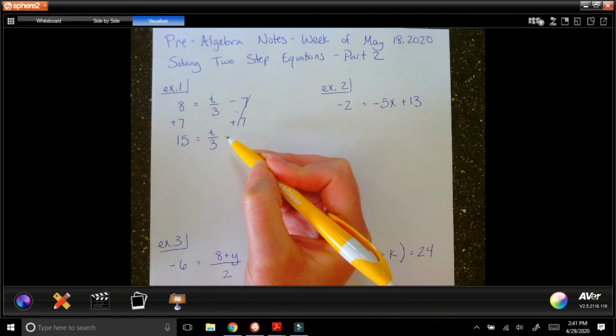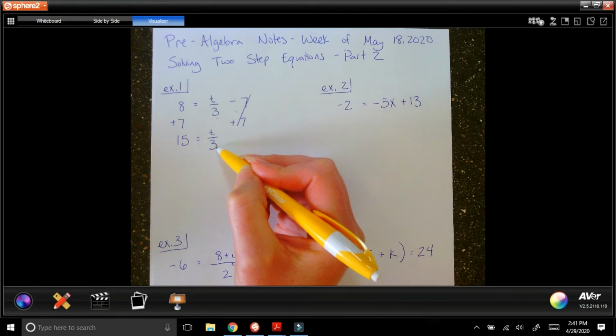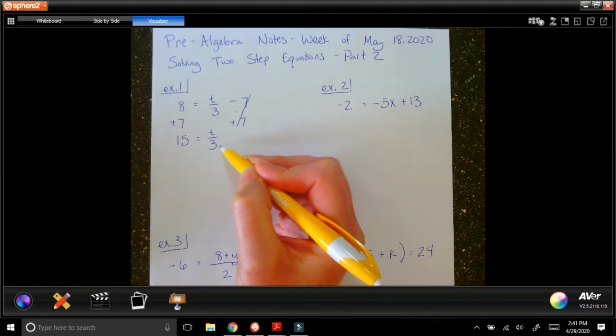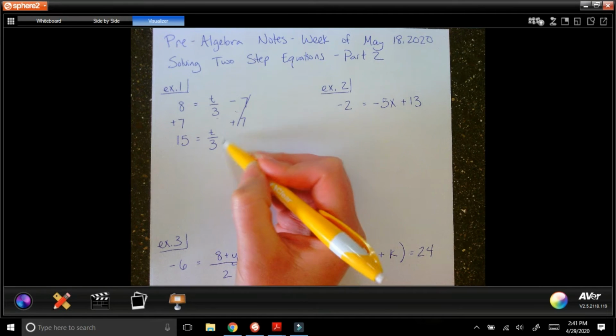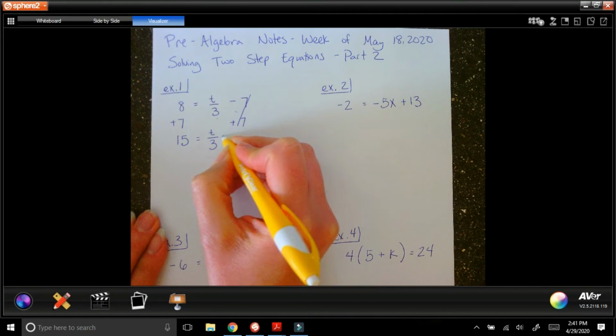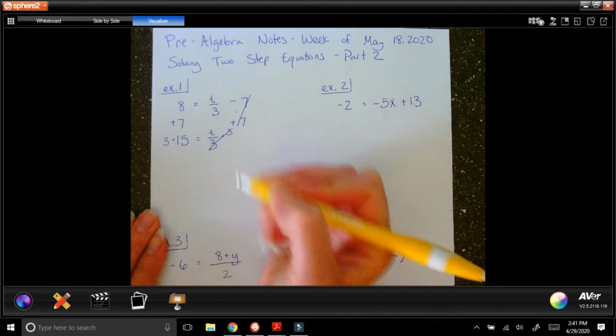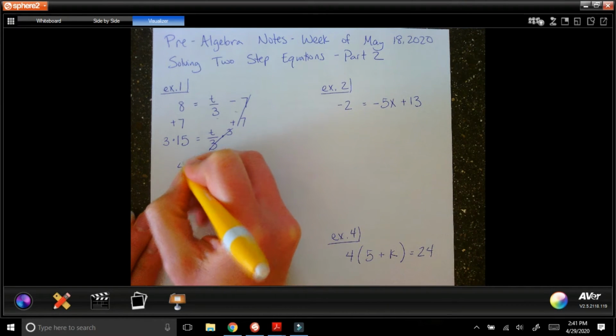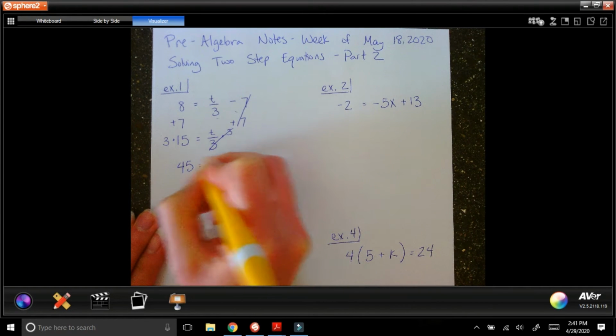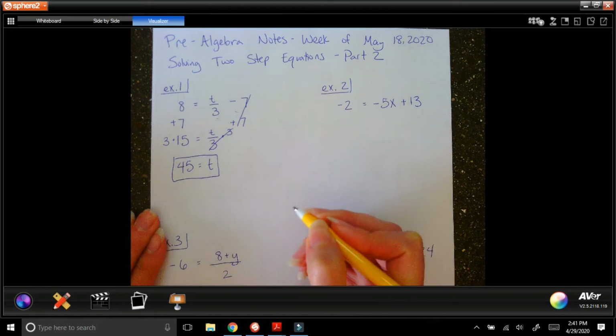And then you need to think to yourself, how can you get rid of dividing by 3? If you think back to a couple weeks ago, the inverse of dividing by 3 is multiplying by 3. So you have to multiply each side of that equation by 3. So you get 45 equal to t, or you can write that out as t equals 45.